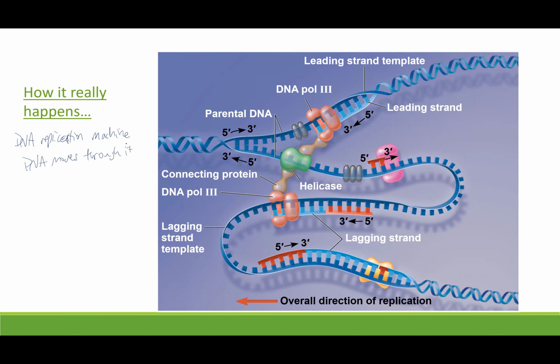So this is anchored to the nuclear matrix. This is happening in the nucleus, because DNA doesn't leave the nucleus. When we talk about DNA replication, we're in the nucleus. That machinery, these proteins, are either anchored to the nuclear envelope itself or to the nuclear matrix. And then the DNA just moves through it.